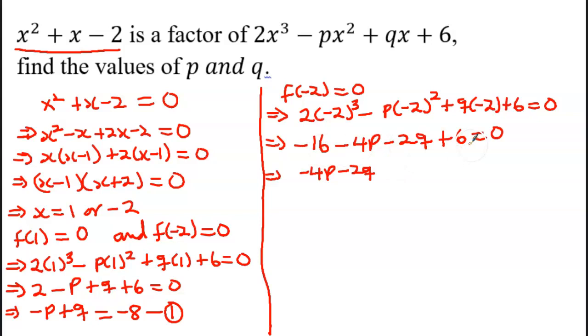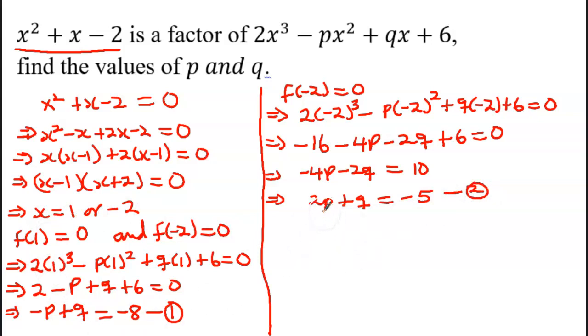Minus 16 plus 6 is minus 10, but when it goes to the right hand side, it becomes 10. Now 2 can divide. Let's divide through by minus 2. So we have 2p plus q is equal to minus 5. That is equation 2. So we are going to solve these two equations.